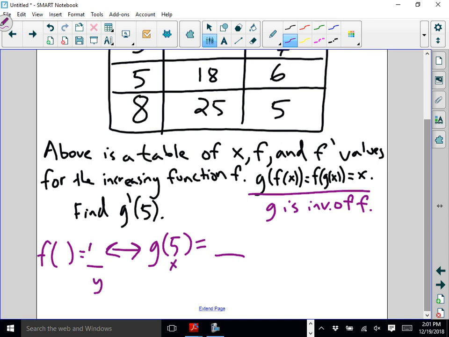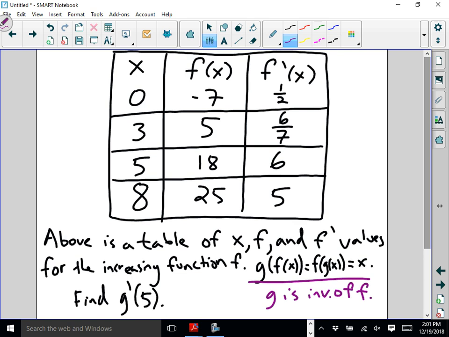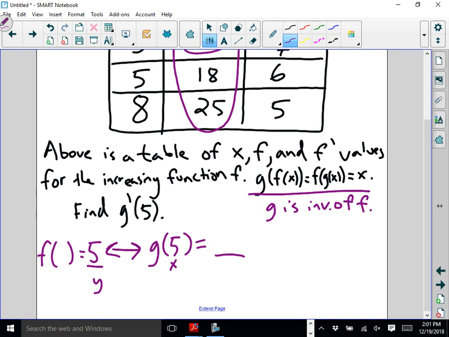Okay? Now what I do is I go up to my table and see where do I have a y value of 5. So I'm scanning this column right here for the number 5. I see it right here, and I know that f of 3 is 5. So I know that g of 5 is 3. Now this number right here is really inconsequential to our answer, but it's kind of nice to complete that table. If 3, 5 is on f, 5, 3 is on g.